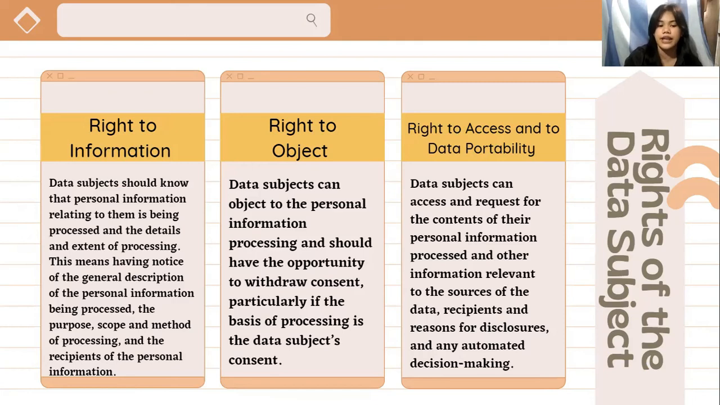Lastly is the right to access and data portability. Data subjects can access and request the content of their personal information processed and other information relevant to the source of the data, recipients and reasons for disclosure, and any automated decision making.